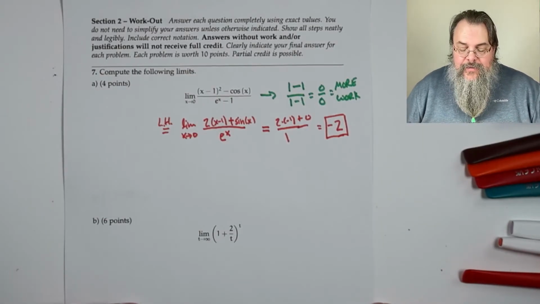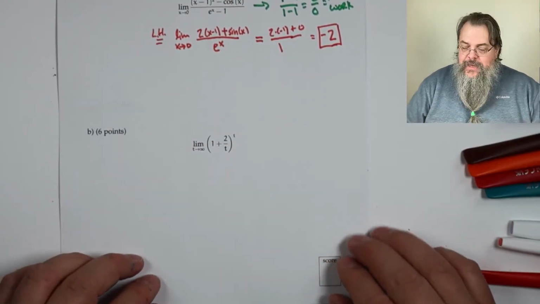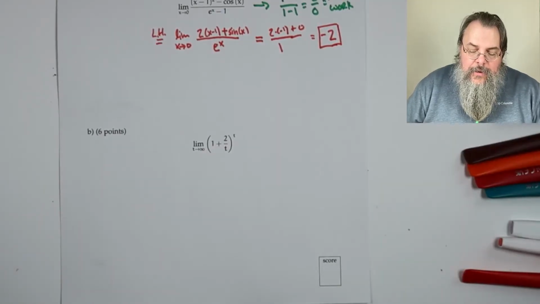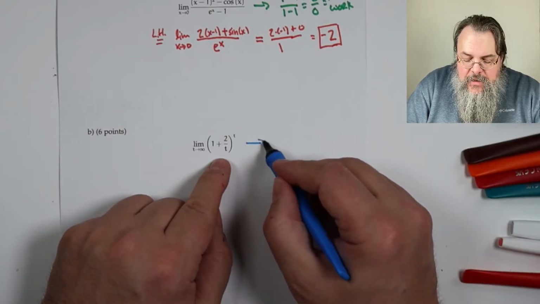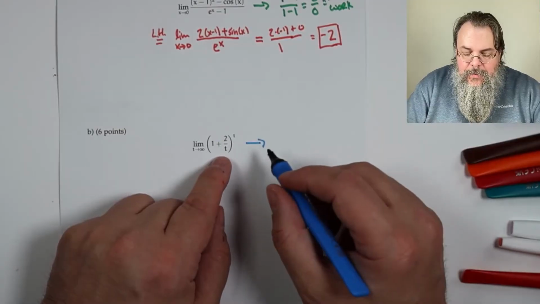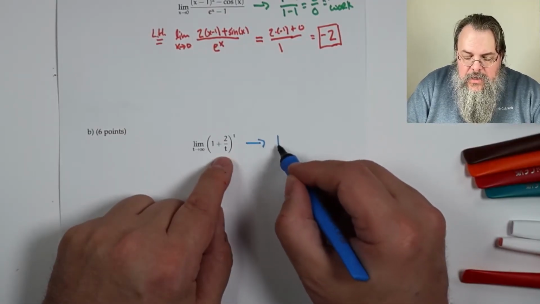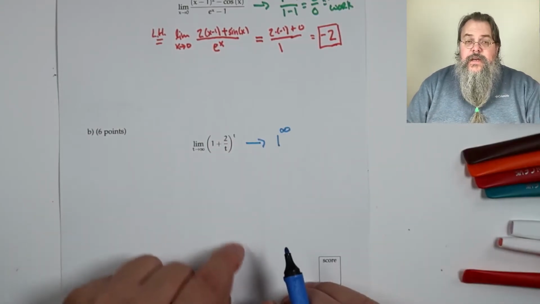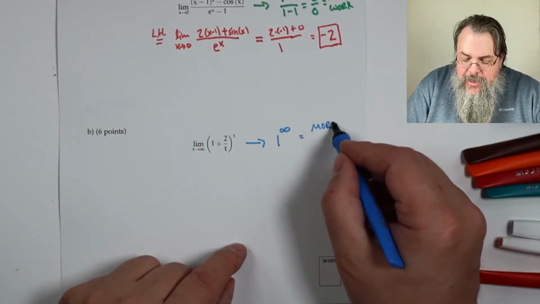No big surprises. All right. Part B. Well, we have the limit as t goes to infinity. And what's going on? Well, again, plug it in. Now, what does it mean to plug in infinity? Well, what happens for large values of t? Well, the inside, 2 over t goes to 0, so we go to 1, and the t goes to infinity. So it's going to 1 to the infinity, which equals, you guessed it, more work.